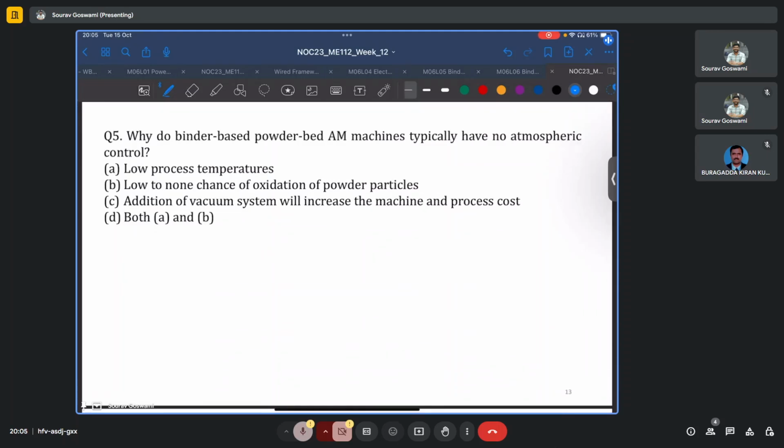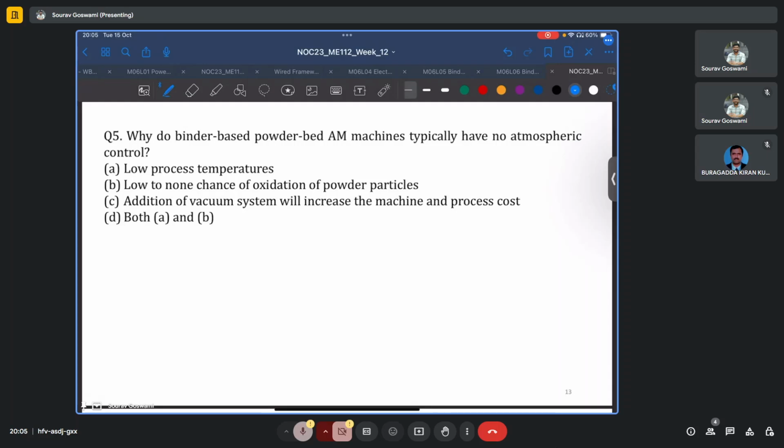Question 5 is asking us, why do binder-based powder bed AM machines typically have no atmospheric control? Is it because of the low process temperatures? Is it because of the low to none chance of oxidation of powder particles? Is it because addition of vacuum system will increase the machine and process cost? Or is it because of a combination of a few reasons?